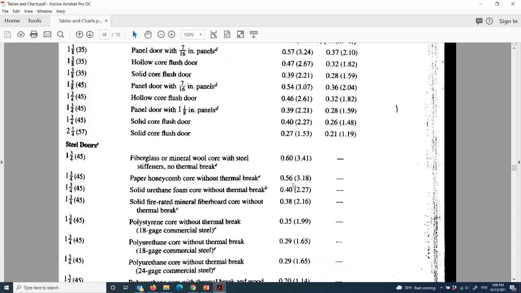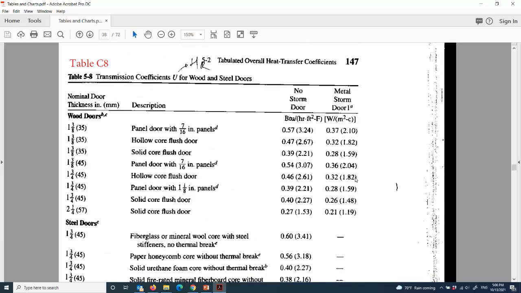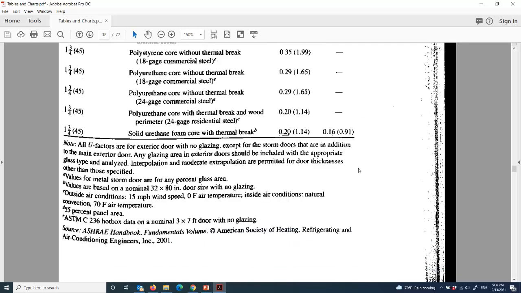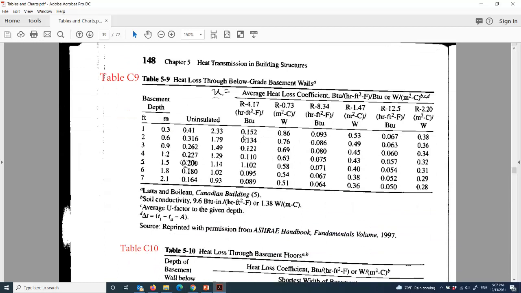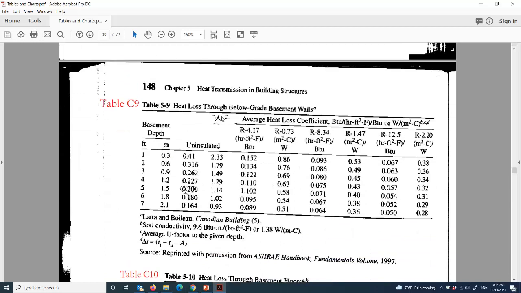If it's steel, then it's the same right here. If it's steel, we don't use a metal storm door with that, except in this case. And then we go for basement. The basement, again, we will be looking into the U value. That's table C9. I need to know at what depth I'm looking to find Q, or the depth of the basement in general.